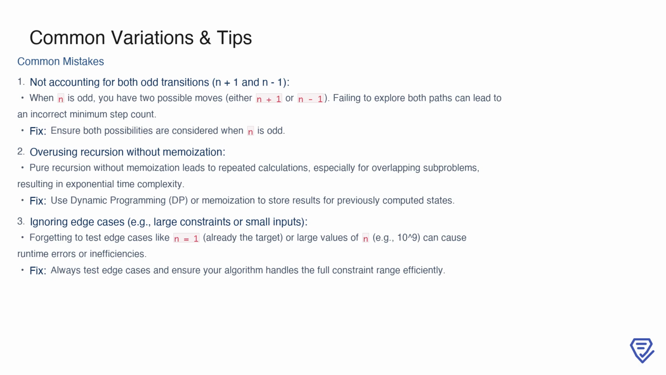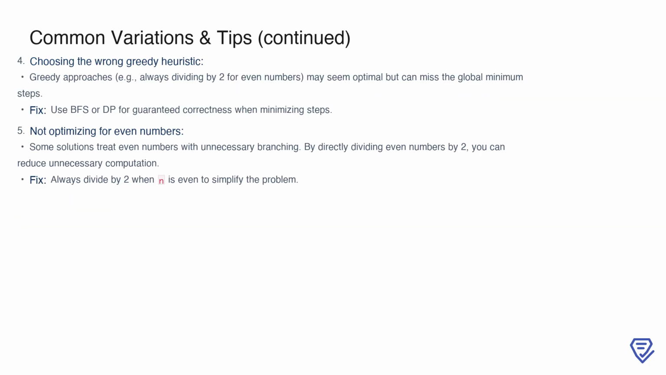Always test your solution against the full range of constraints to ensure it performs correctly and efficiently. Another potential pitfall is choosing the wrong greedy heuristic. For instance, always dividing even numbers by 2 is correct, but applying similar heuristics without careful consideration to odd numbers can result in suboptimal solutions. Greedy approaches might seem intuitive but can miss the global minimum number of steps.